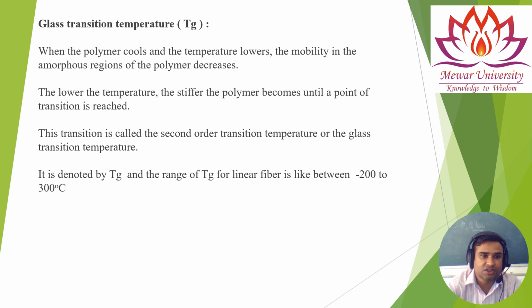Whenever you keep on lowering the temperature, the stiffness of the polymer increases, and there will be a point of transition. This transition point is called the second order transition temperature or glass transition temperature. It is denoted by Tg, and the range of Tg for linear fiber is minus 200 to 300 degrees centigrade.